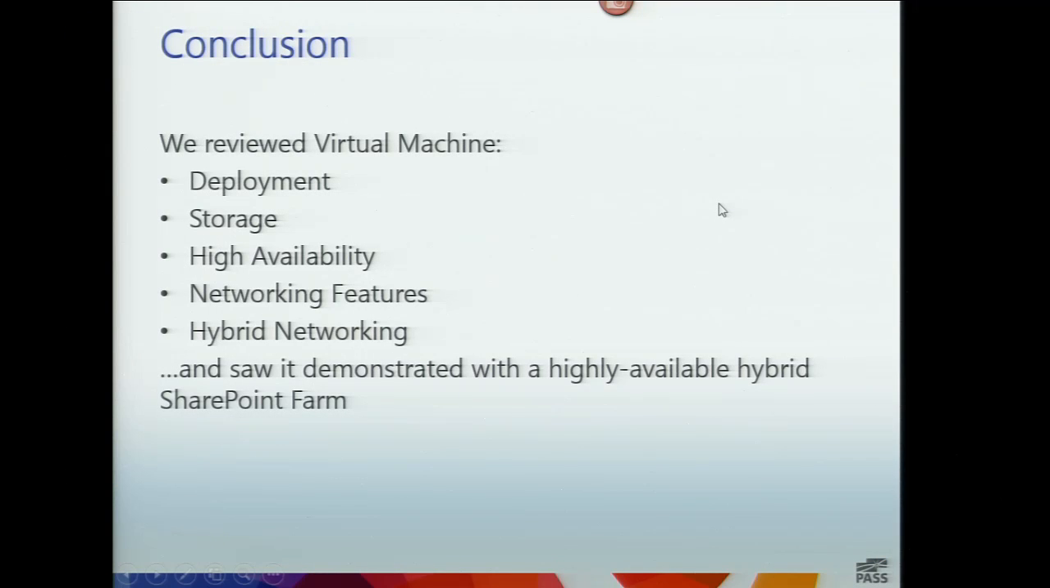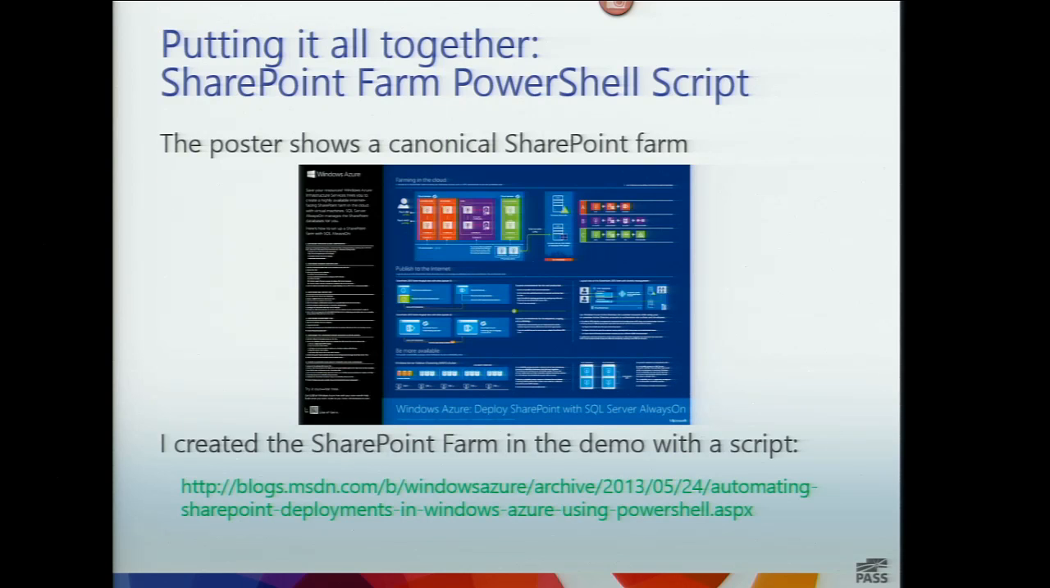So I've covered storage. I covered high availability with availability sets, and talked about fault domains and update domains. I talked about some networking features: port forwarding, the load balancer, custom probes, and point-to-site and site-to-site hybrid networking. I've also showed all of this in a highly available SharePoint farm. What I've got here is a poster of the canonical SharePoint farm. This is a diagram of that poster.